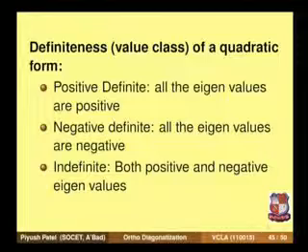Now definiteness, that is the class of the quadratic form: positive definite, negative definite and indefinite. If all the eigenvalues are positive, we call it a positive definite quadratic form. If all the eigenvalues are negative, the quadratic form is called negative definite. If it has a mixture of positive and negative eigenvalues, then such a quadratic form is called indefinite.